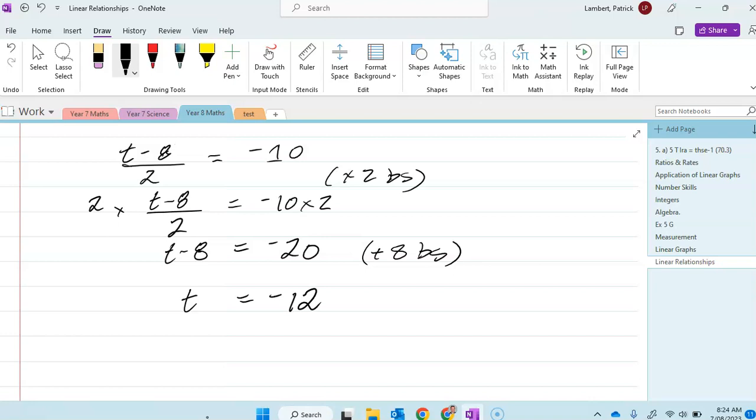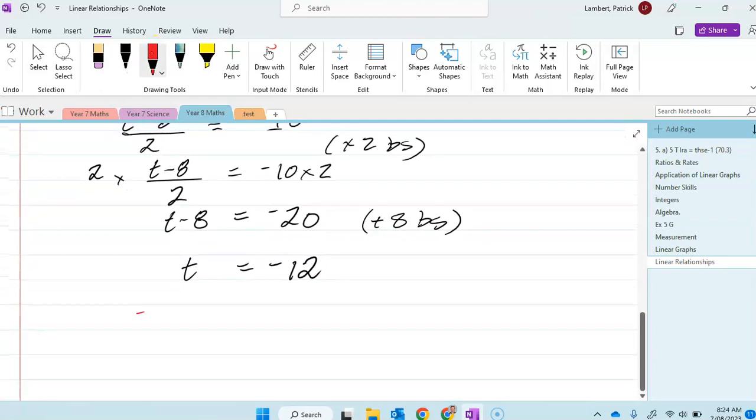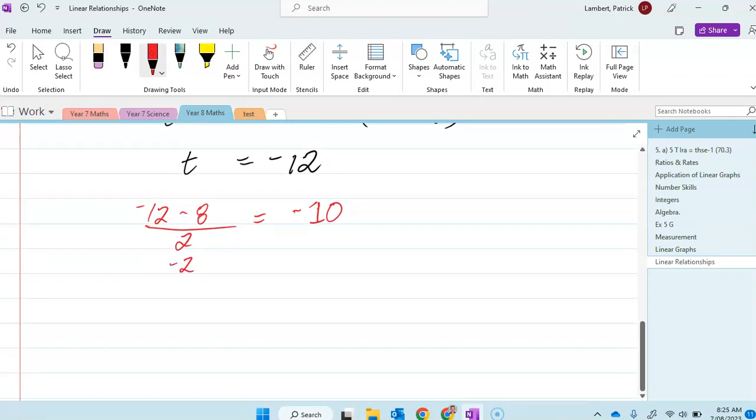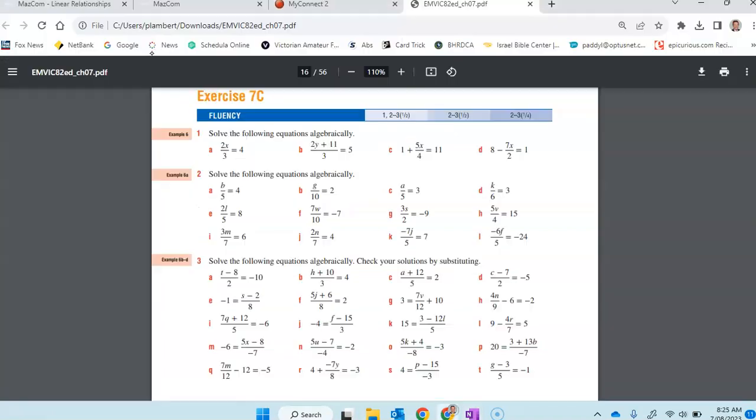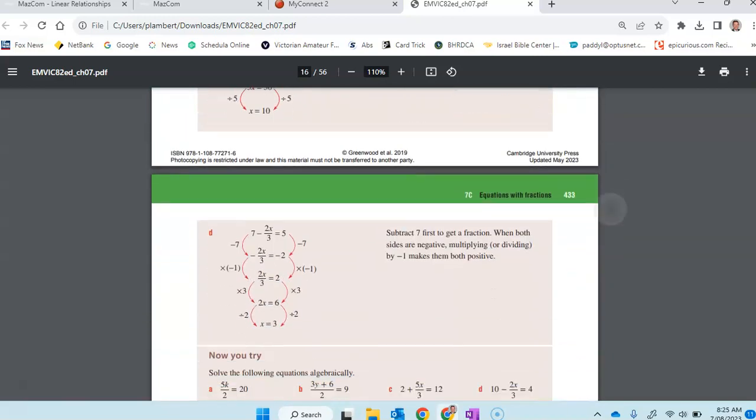And if you put negative 12 back into the original equation, negative 12 minus 8 divided by 2 equals negative 10. So negative 12 minus 8 is negative 20. So that's negative 20 divided by 2 equals negative 10. So there we go. That one is true as well. So you can be working your way through those using some of those examples in 7C.